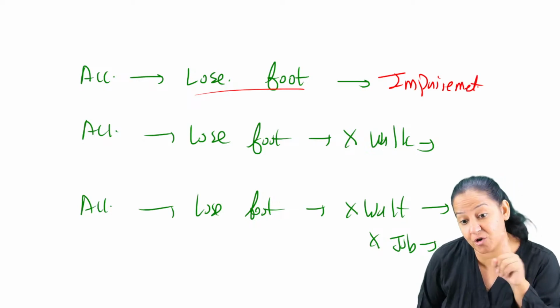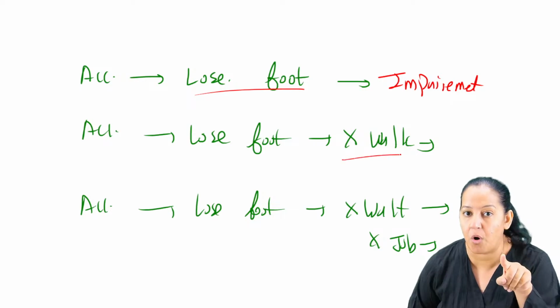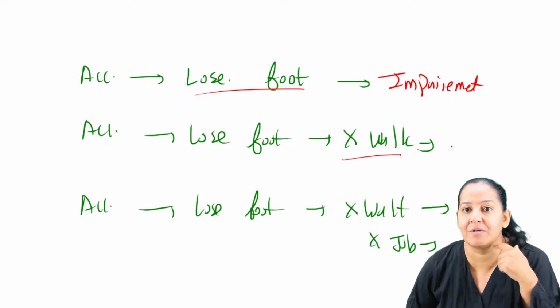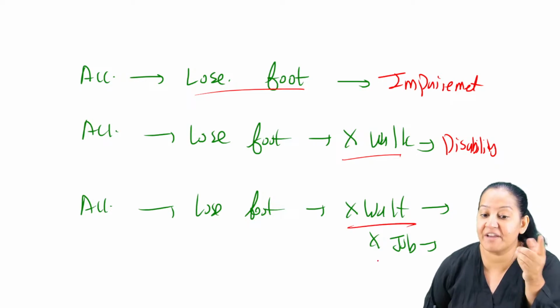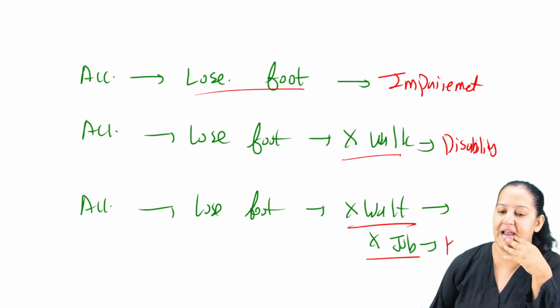Impairment is loss of anatomical, physiological or psychological part. In the second, the person can't walk, the person can't do an activity which is considered normal for that person. So I will say the person is disabled. This is disability. And in the third, because of which the person is having a social disadvantage, the person loses the job. So I will say the person is handicapped.